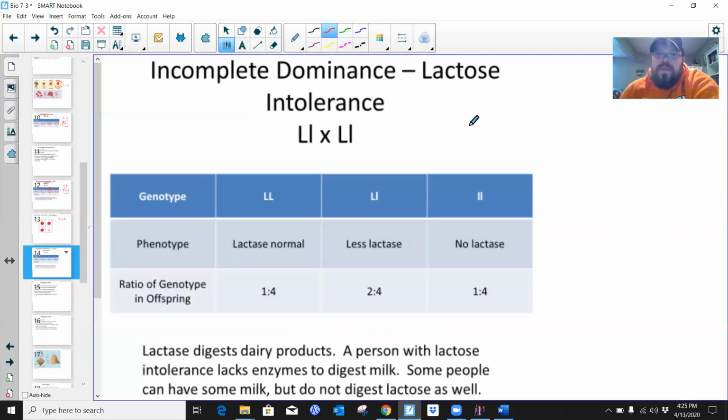Another example of incomplete dominance is lactose intolerance. Maybe you or some of you know someone who is lactose intolerant. Lactose is a type of sugar that is present within dairy products. A person with lactose intolerance lacks enzymes to digest different milk products, so they will not create these enzymes that are good at digesting some of these products within milk. Some people can have some milk but do not digest lactose really well. So these are the individuals that are the heterozygote case.